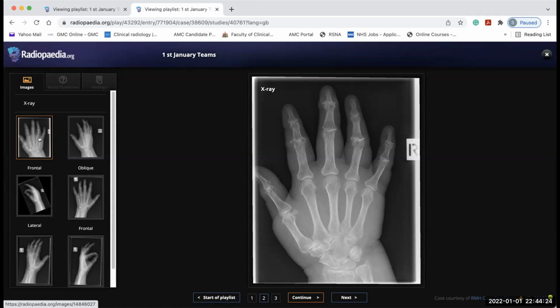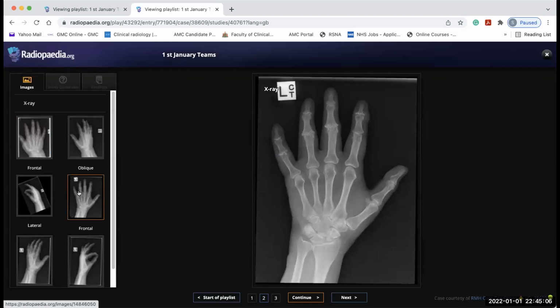Okay, so I can see that there are joint space reductions at the DIP joints and PIP joints, and there is a seagull wing appearance in the PIP joint of the index finger. The MCP joints and the carpal joints are not involved, and there are soft tissue swellings around the joints.